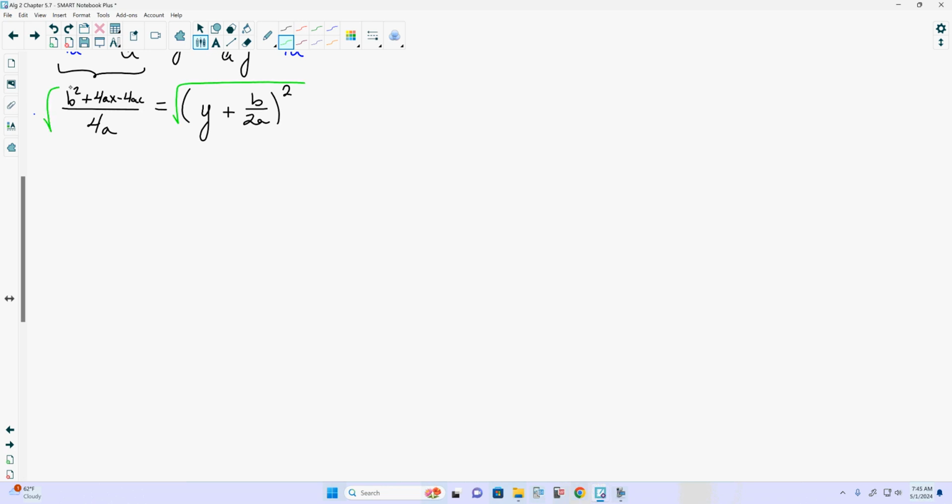We take the square root of both sides. And on the right side, the square root and square would cancel, leaving us with y plus b over 2a. And on the left-hand side, we do have plus or minus, because whenever we take the even root of both sides, we have to add the plus or minus. And we have the square root of b squared plus 4ax minus 4ac all over 4a squared.